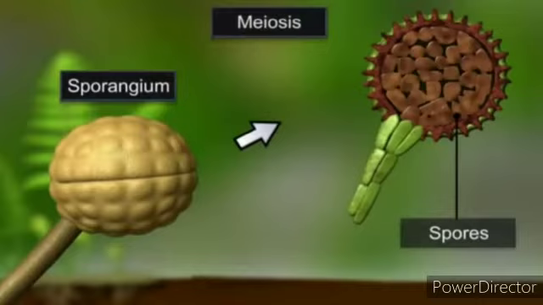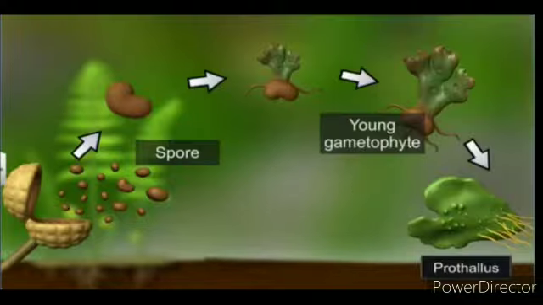The spores germinate to give rise to inconspicuous, small but multicellular, free-living, mostly photosynthetic, green, thalloid gametophytes called prothallus. Free-living pteridophytes contain the gametophytes. Gametophytes means gametes are present. That is called the prothallus.